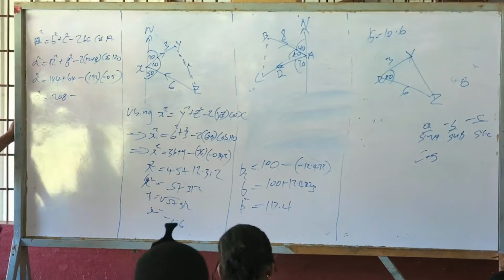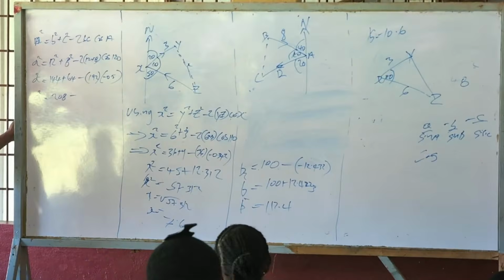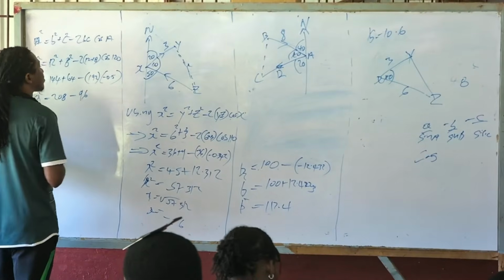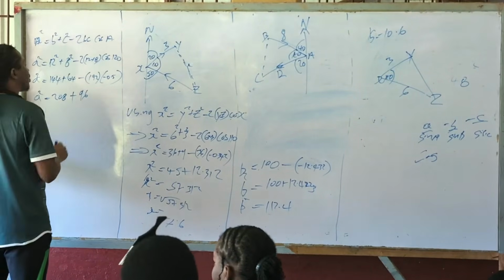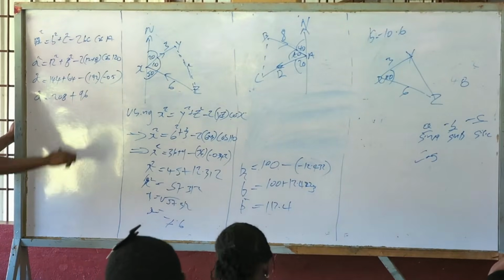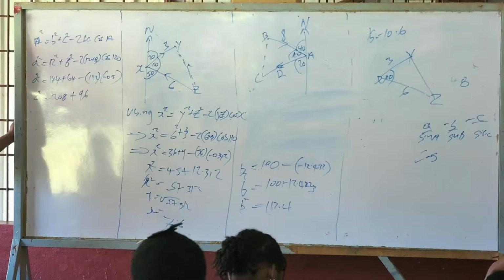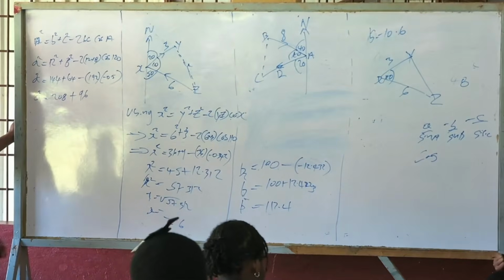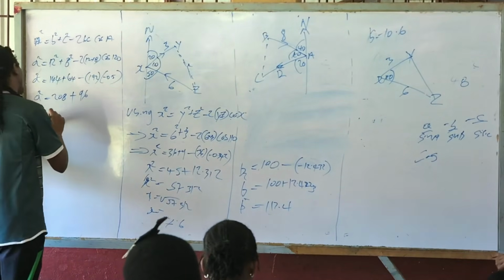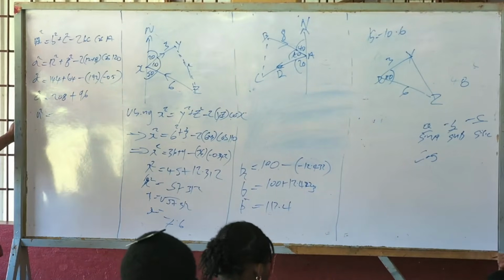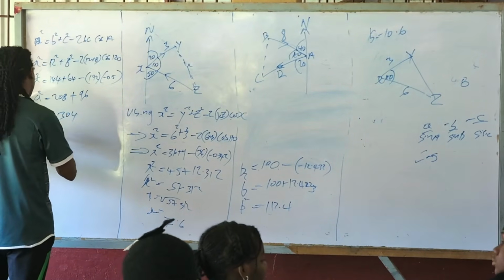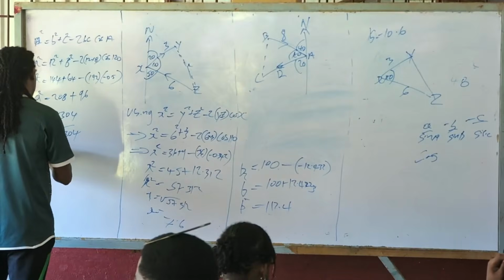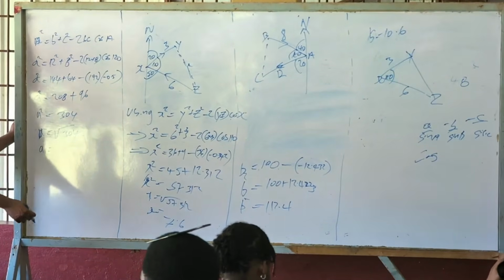This times that is 96 back. But that minus minus becomes plus, negative 192 becomes plus 192. A squared equals 208 plus 96, so 304. A equals the square root of 304. 17.4.